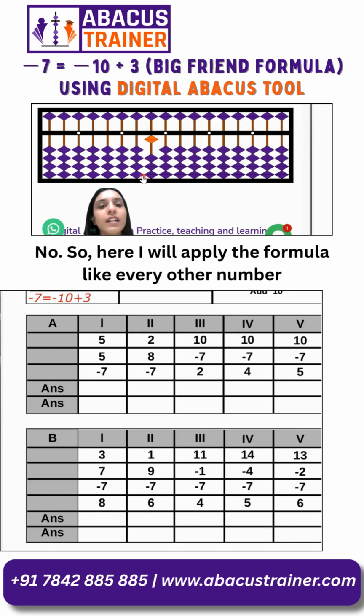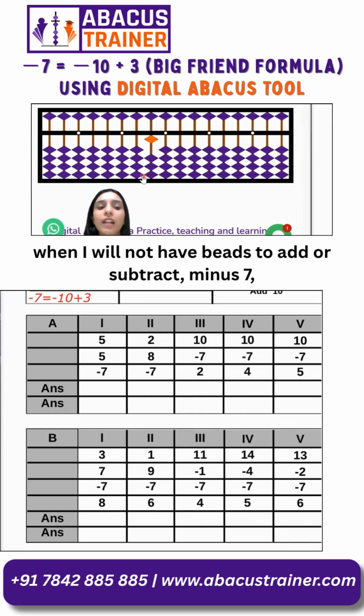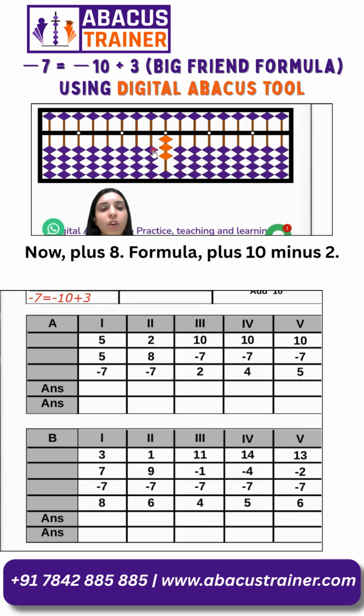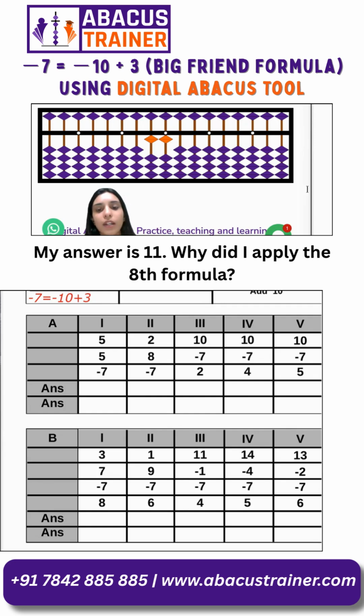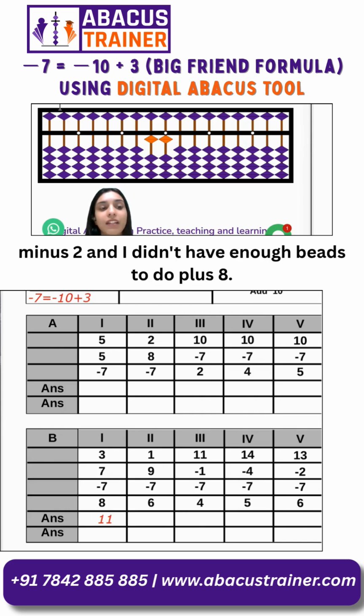No. So here I will apply the formula, like every other number when I don't have beats to add or subtract it. Similarly, when I will not have beats to add or subtract minus 7, I will apply its formula, that is minus 10 plus 3. Now plus 8. Formula: plus 10 minus 2. My answer is 11. Why did I apply the 8's formula? Because my formula of 8 is plus 10 minus 2 and I didn't have enough beats to do plus 8.